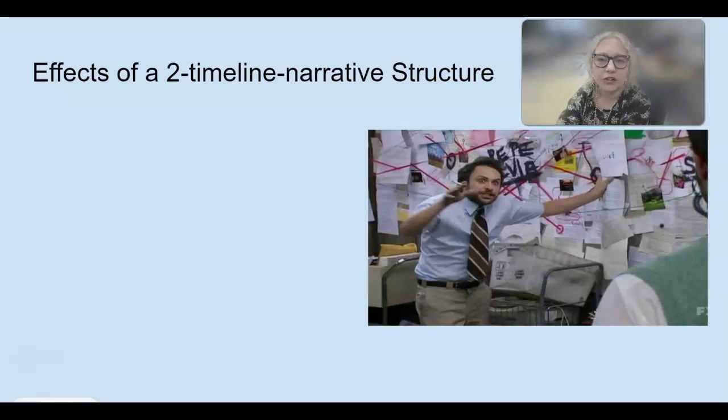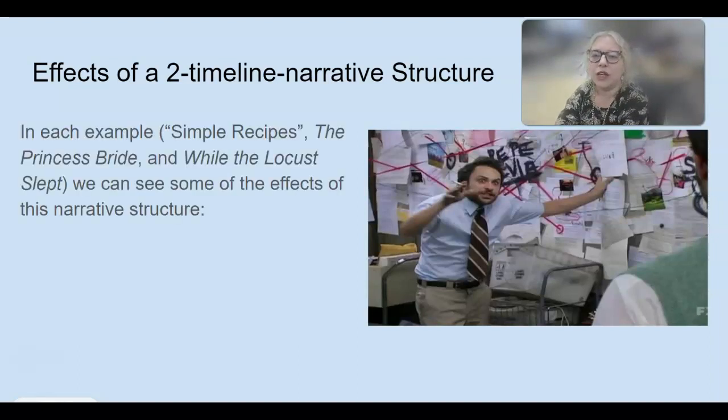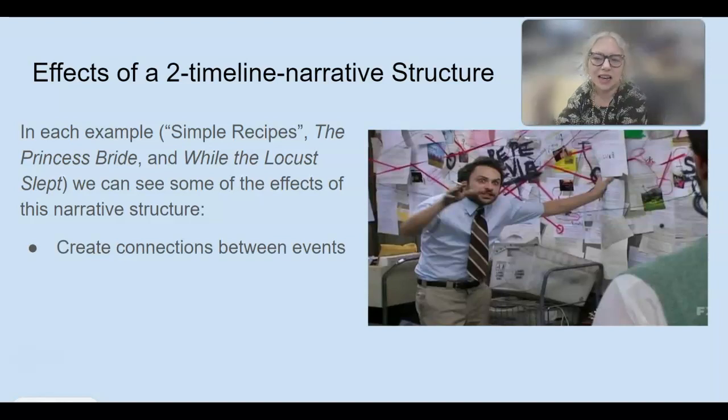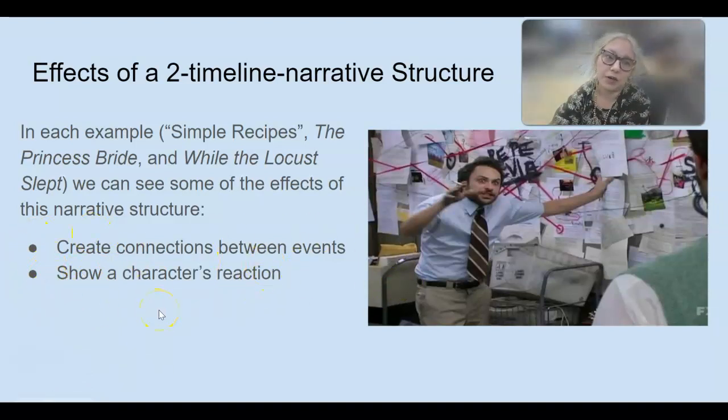All right, what are some effects of a two-timeline narrative structure? Like, why would a writer do this? Well, in each example, Simple Recipes, The Princess Bride, and While the Locust Slept, we can see some of the effects that the past has on the present characters. And so it creates connections between events. We can see maybe why Peter is thinking, acting, feeling a certain way based on something that happened to him in the past. And that's really showing the character's reaction, right? Why might he be happy or sad at this moment? Well, it brings up these past events.